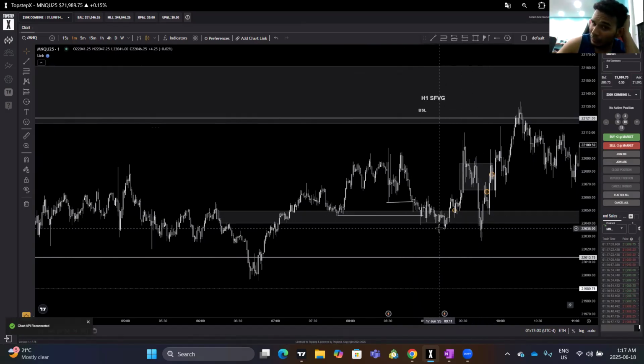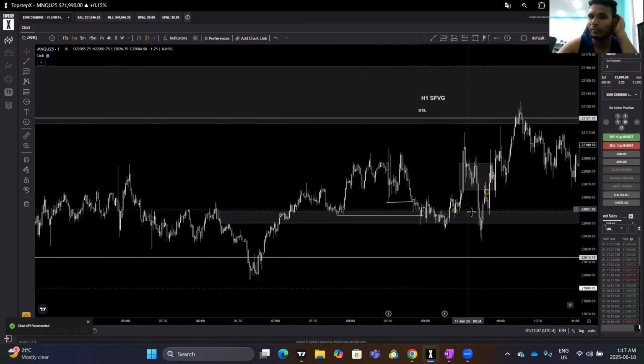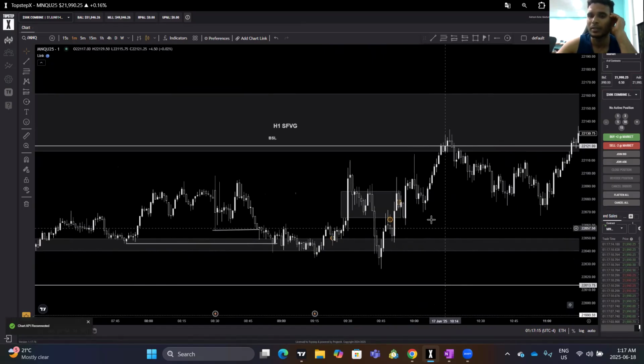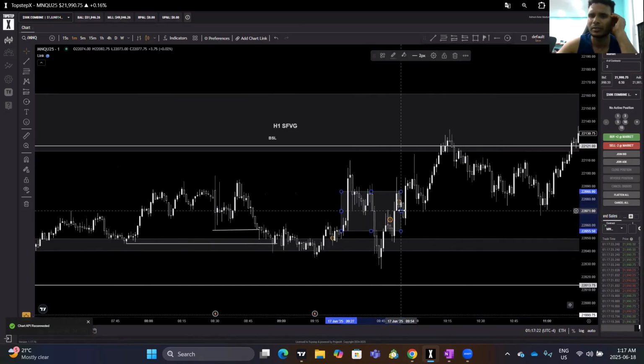But it actually sweeps the low one more time, holding that M15 bullish fair value gap. After that, it clearly flipped the direction, came all the way down, rebalanced, and the flipped fair value gap got filled. Not exactly, but 40 percent. I can show you that.